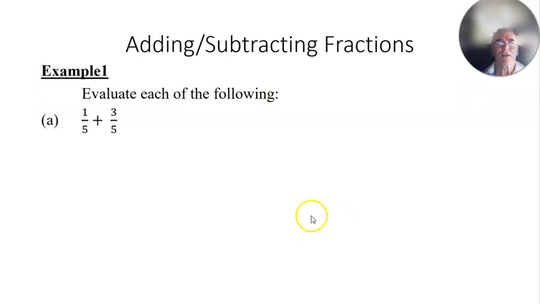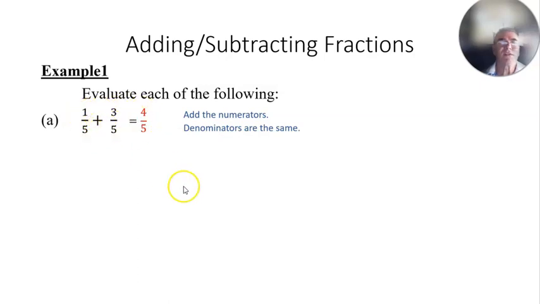So let's have a look at a couple of examples. Evaluate, just a fancy word for find the answer for. So evaluate each of the following: 1/5 plus 3/5. You'll notice the denominators are the same, so we just add the numerators. So 1 plus 3 gives us 4, so 1/5 plus 3/5 gives us 4/5.